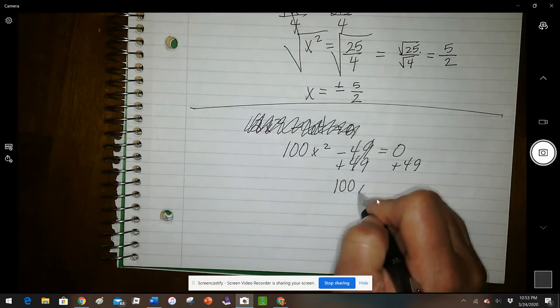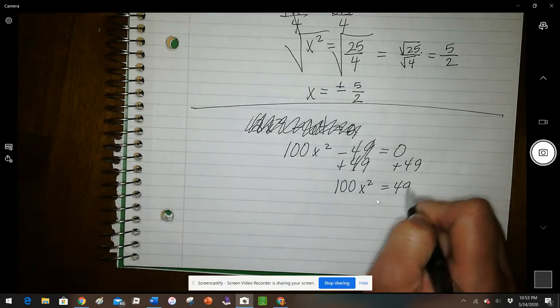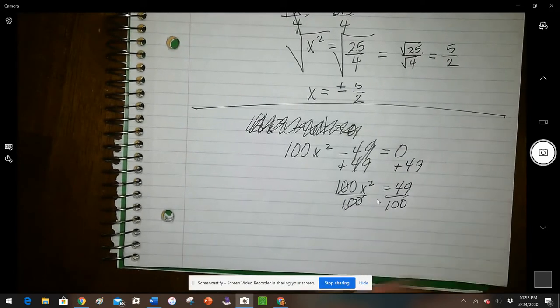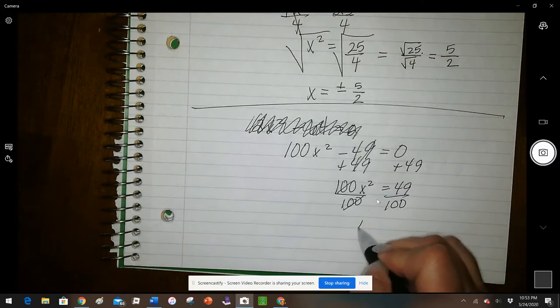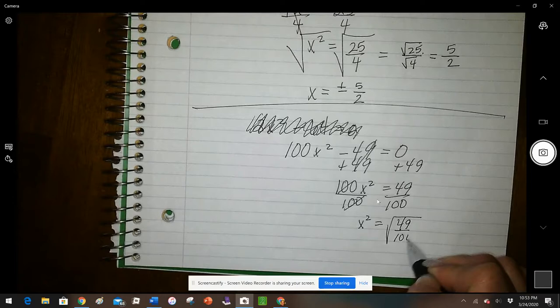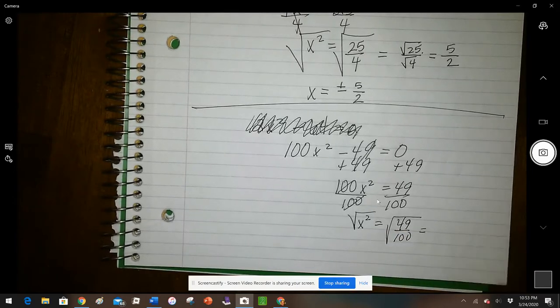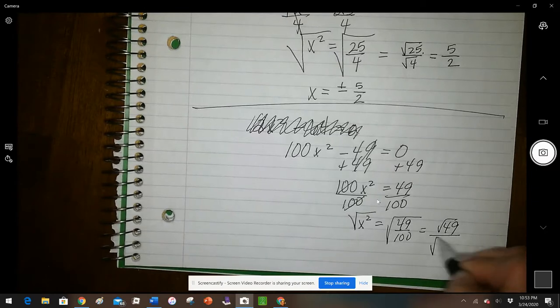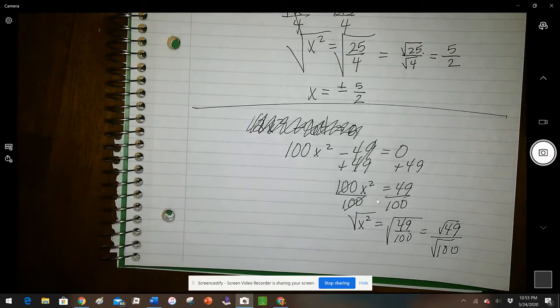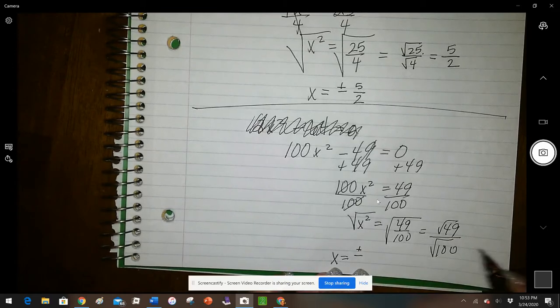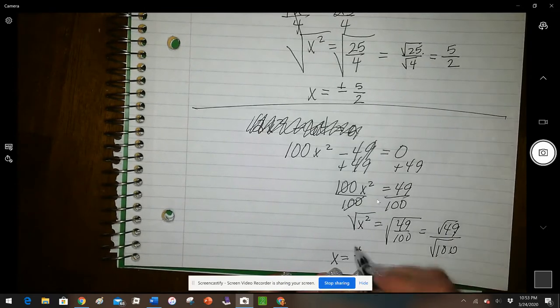So I have 100x squared equals 49. I'm going to divide by 100. And then I'm going to square root both sides. I'm going to square root this, and I'm just going to pull it apart. So the square root of 49 is 7, and the square root of 100 is 10. So your answer becomes positive and negative 7 over 10.